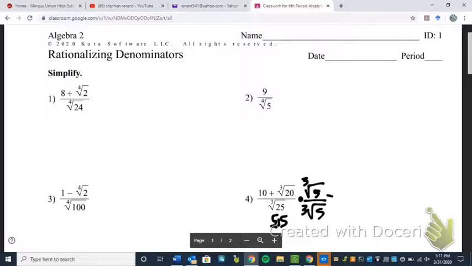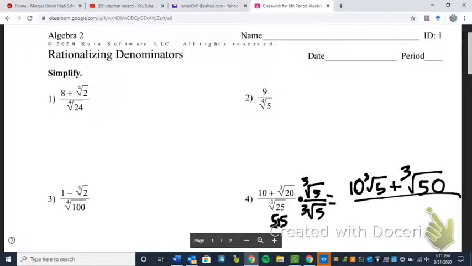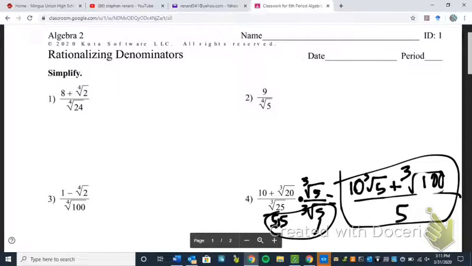This gives us 10 cubed roots of 5 plus the cubed root of, I don't know why I put 50. That's 100. Give me a second. 5 times 20, just so you guys know, is not 50, but in fact 100. And then on the bottom, we have 3 5s. Cubed root of 3 5s is 5. So there we go. That's our answer.